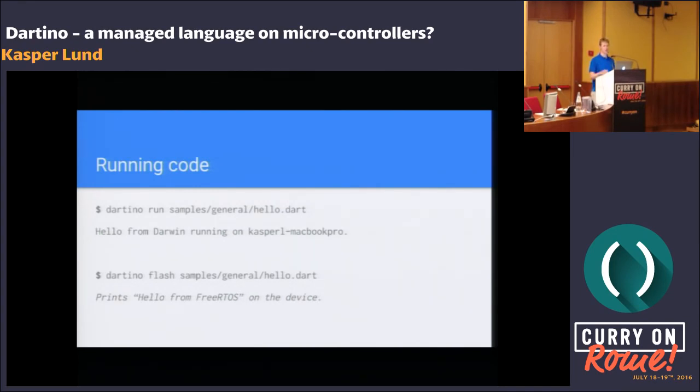The way you would run code on a device like this from a command line shows that you can run this Dartino code both on your development machine and on the device. It's not very interesting to see this on a slide, but it shows you that you can choose to run your stuff on, in this case, your MacBook, or you can flash it on the device and have it run there. I actually did a bit of flashing before you guys came here. That came out wrong, but I did update the device, and you can see it running here. It prints hello from FreeRTOS on the device, and it works pretty well.